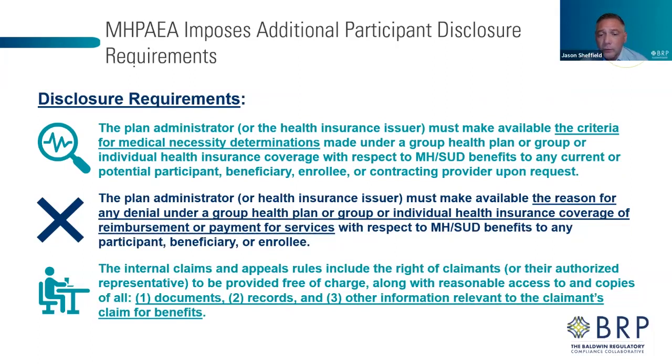The internal claims and appeals rules include the right of claimants or their authorized representatives. So this could be your spouse or their attorney. It could be a parent if it's a child receiving treatment or service. They have the right to be provided, free of charge, reasonable access to and copies of documents, records, and all other information relevant to the claimant's claim for benefits. So think of this as kind of like a full ERISA appeal under MHPAEA. We're looking at the full administrative record, and the participant or the enrollee is going to have access to all of the information that relates to the claim.